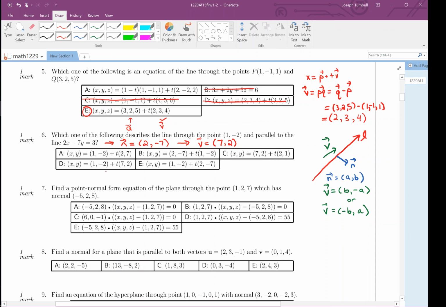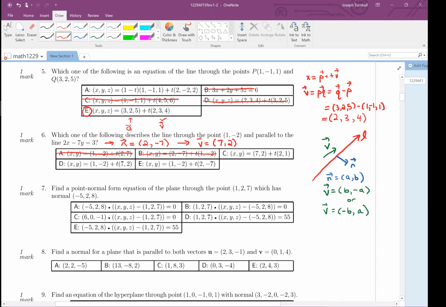So I'm looking for a line through the point 1, -2 with direction vector 7. Option A is wrong because the direction vector is wrong. For B, the direction vector is very wrong. They put the point in there. It's not even close. Also, they put the point in this location where the direction vector should go.